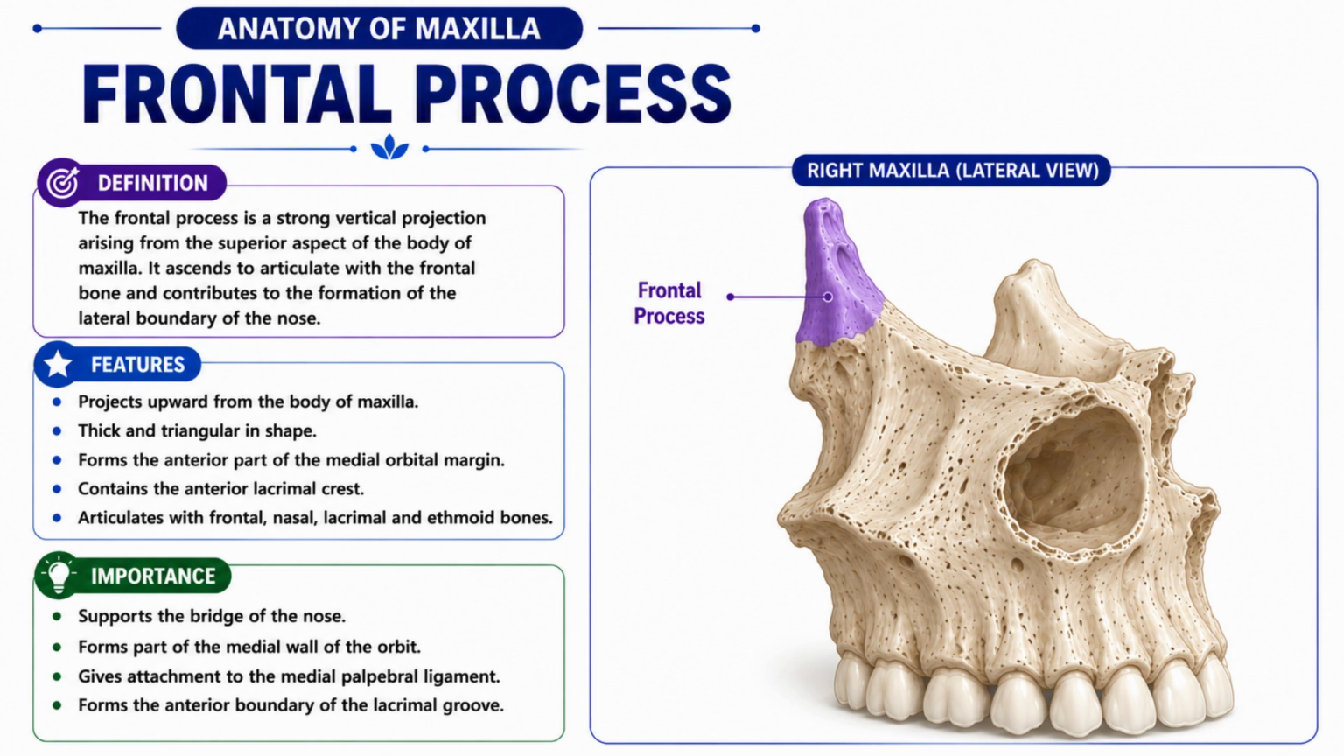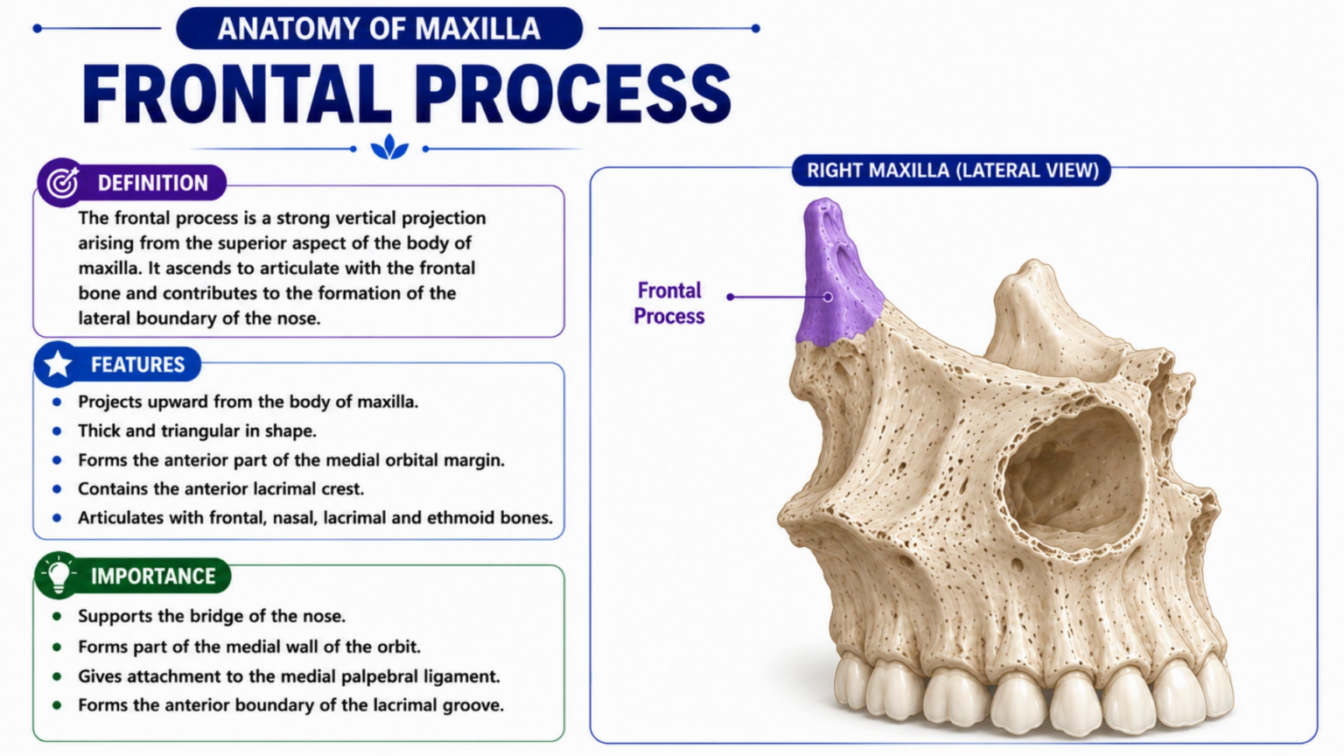Frontal process is a strong vertical projection. See the diagram. It arises from the superior aspect of the body. Okay, it ascends to articulate with the frontal bone, right? Likewise, the zygomatic process, it also has an upper rough surface to form the articulation. Okay, it is usually triangular in shape.